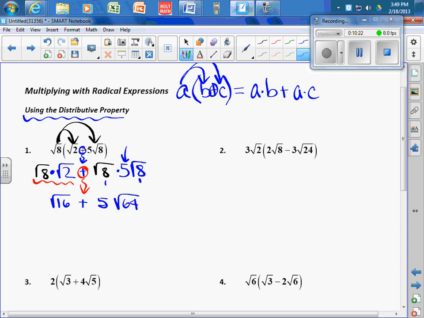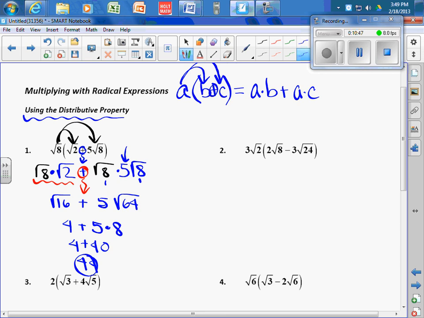Now you still have two terms that you're going to be simplifying here. Radical 16 is 4 plus 5 times radical 64 is 8. Not radical 8, it's just once you take the square root of a number, the radical sign is gone. So you're going to have 4 plus 5 times 8 is 40, so your final answer, 44.